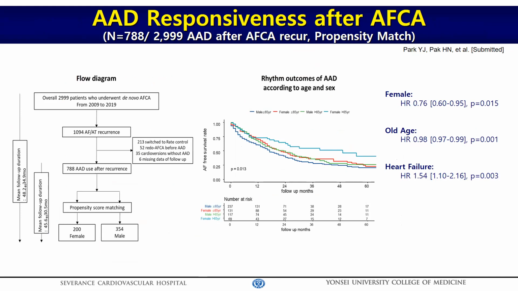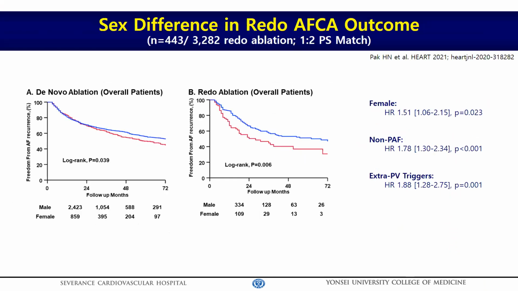Park Yun-jung systematically reviewed the antiarrhythmic drug responsiveness in patients who recurred after catheter ablation. This study is also under review. In contrast to women showing the worst rhythm outcome after AF ablation, AAD response was significantly better in women than in men, especially older ladies. In the Cox regression analysis, women, old age, and the absence of heart failure were independently associated with good response to antiarrhythmic drugs. So you can appreciate AAD does not work on patients with heart failure in this study.